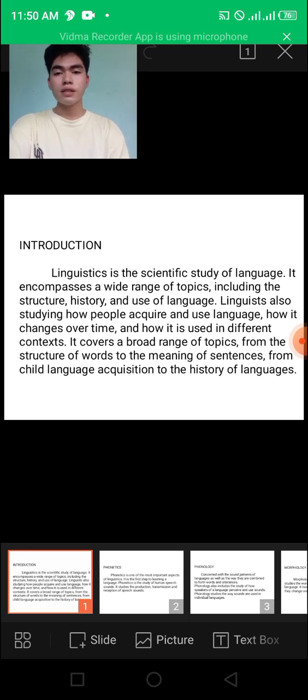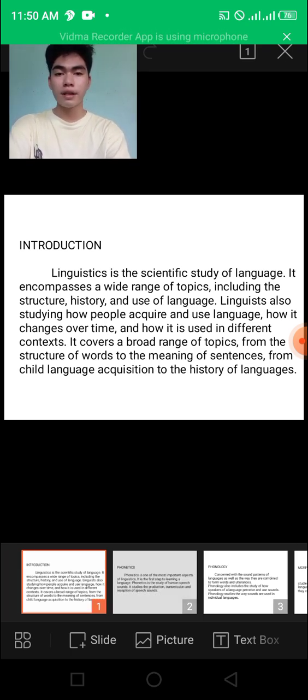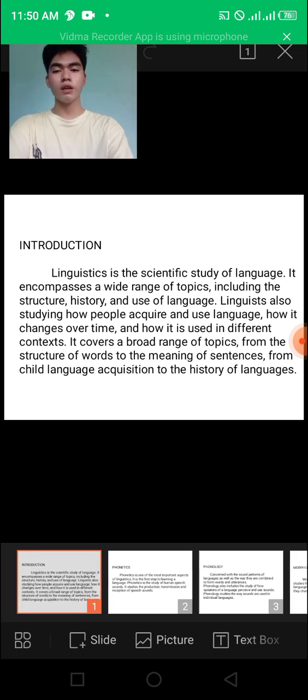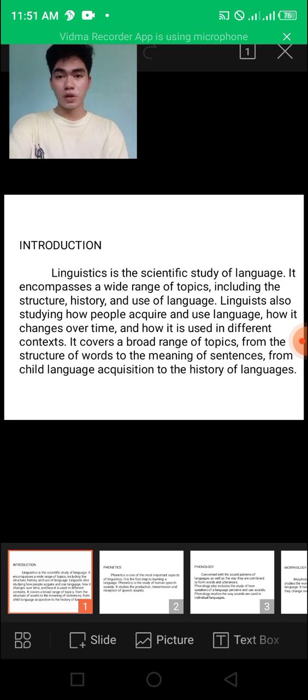Linguists also study how people acquire and use language, how it changes over time, and how it's used in different contexts. It covers a broad range of topics from the structure of words to the meaning of sentences, from child language acquisition to the history of language. There are six main branches of linguistics.